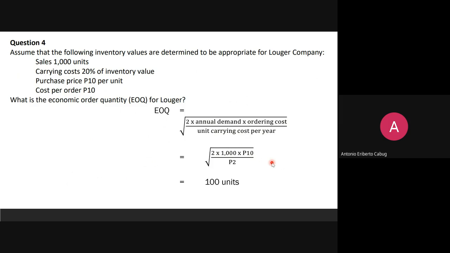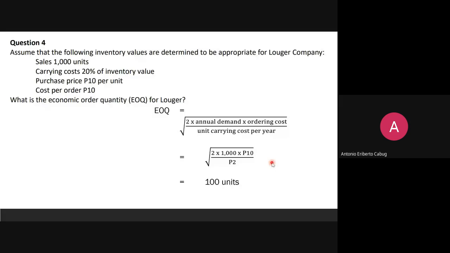Para saan ang EOQ? Para malaman natin kung ilang units ang i-order natin. Hindi masyadong marami i-order natin. Kasi kung masyadong marami, tataas yung carrying cost natin. Huwag naman masyadong konti. Kung masyadong konti, edi pakonti-konti tayo, dadami yung number of times mag-order tayo.